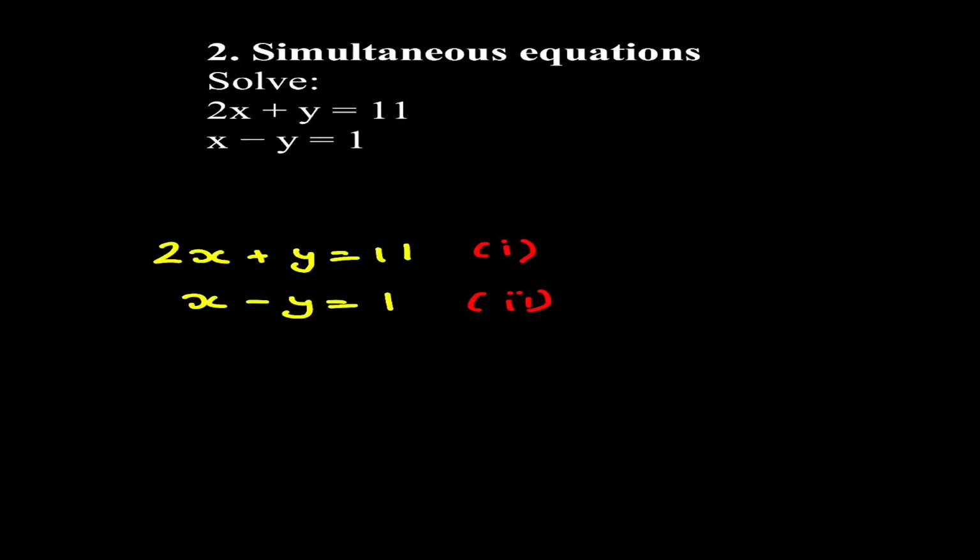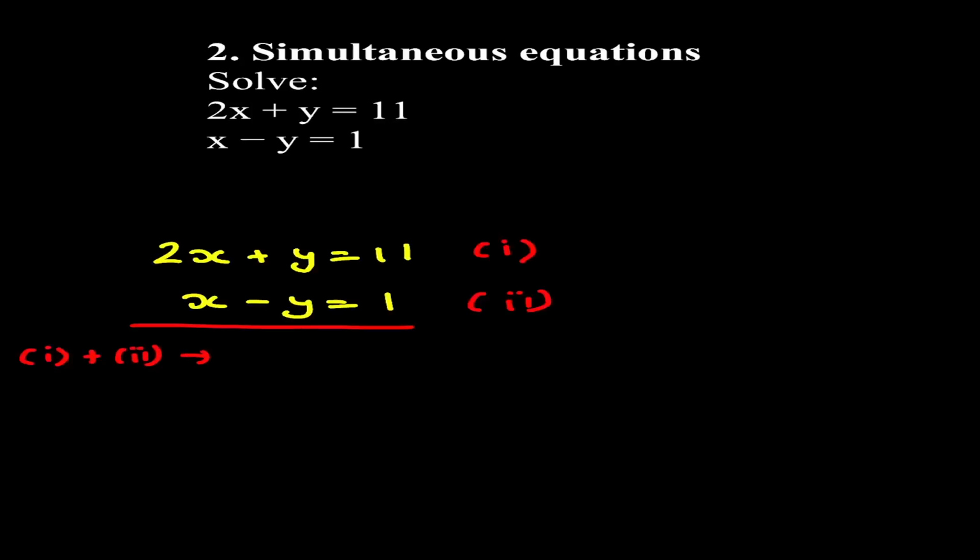So how would we eliminate in this case? Well, I'm going to try eliminate the y's, and I've got a positive y and a negative y. So if I add these two values, that will eliminate them. So I'm going to do that. So let's write out what I'm going to do, so the person that's marking this knows exactly what's going on. So I'm doing equation 1 plus equation 2.